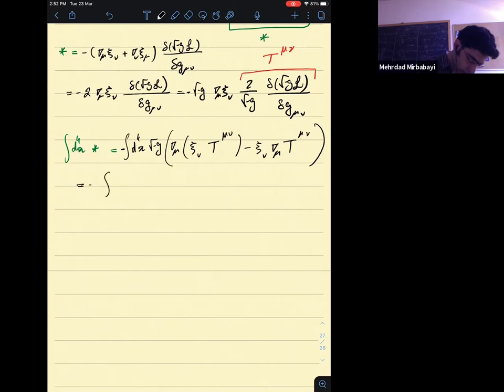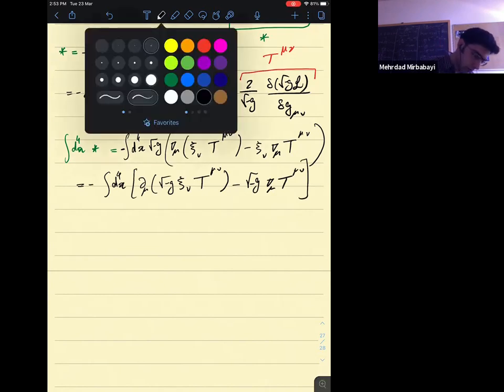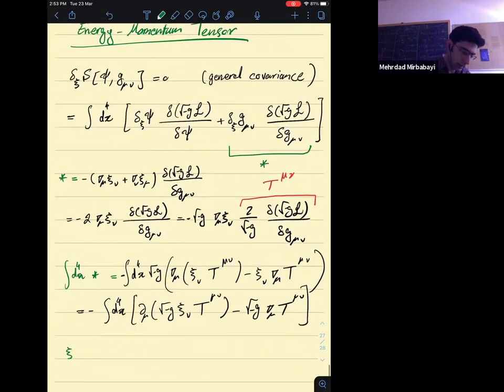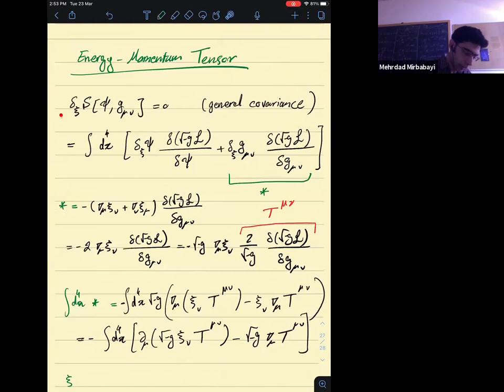So the first term can be written as, here we have minus integral d4x, and the first term can be written as d mu of the square root of minus g xi nu T mu nu, minus the second term, I keep it as it is. And now we remember that this xi was arbitrary. So general covariance is the statement that for any xi, this variation has to be 0.